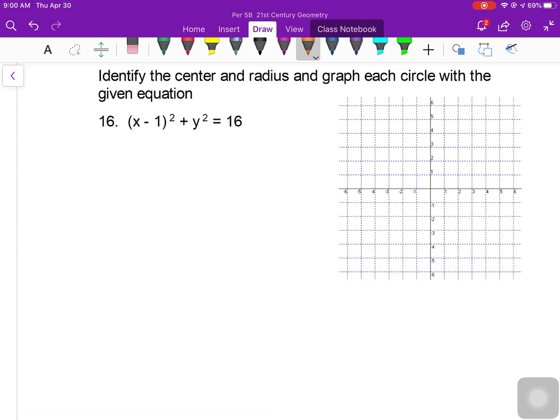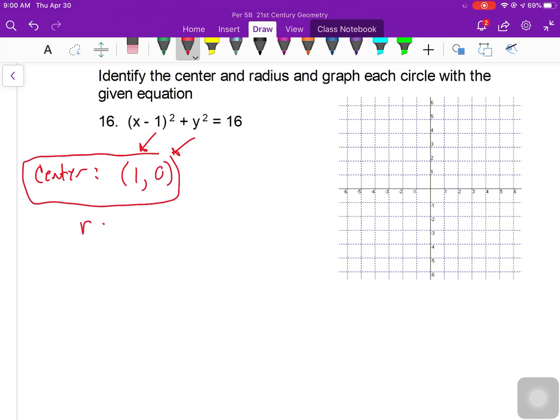Okay, let's try another. This one we're doing the reverse of that. This one we're going to pick out the center and the radius, and then we're going to sketch the graph. We, of course, need the center first. For the center, we have to use the opposites. The opposite of what's with the x is 1. There's nothing with the y, so it's 0. So there's our center. The radius, well, r squared is 16. So if I take the square root of both sides, I find out that the radius is 4.